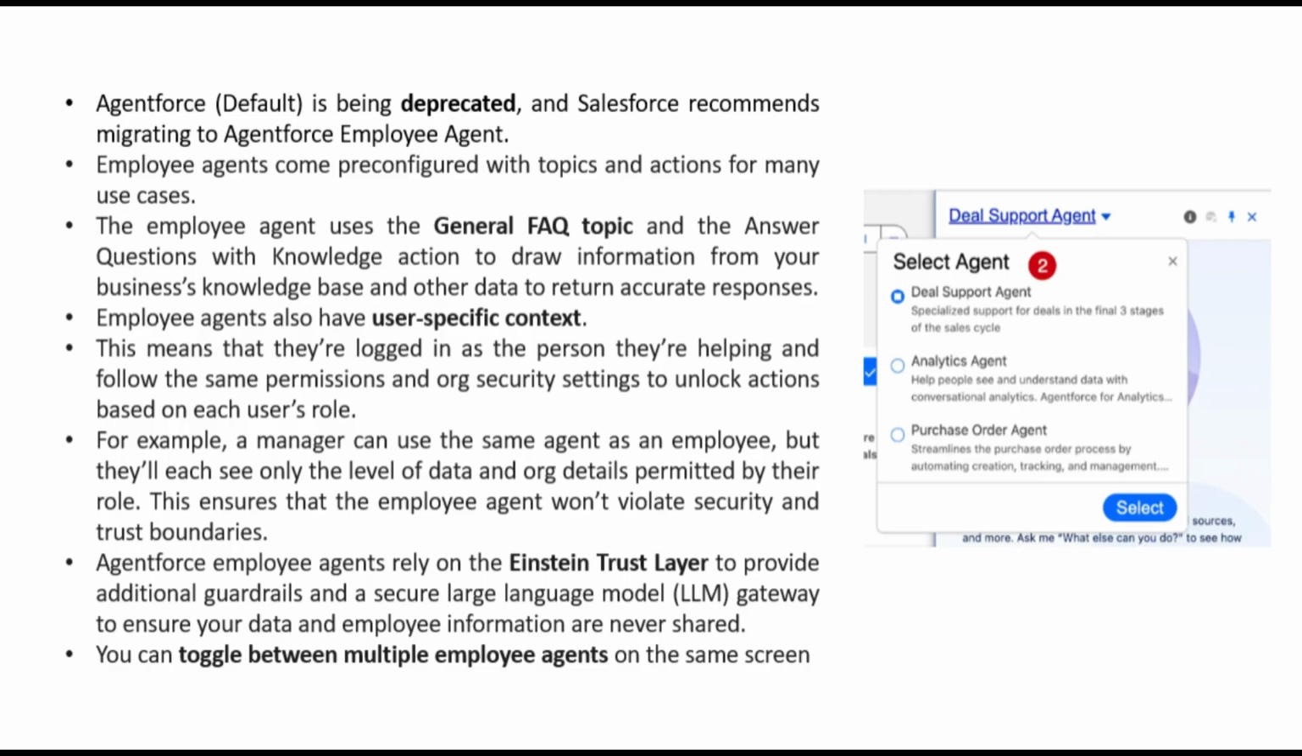Employee agents are pre-configured with topics and actions for many use cases. Employee agents are user-specific, and Einstein trust layer is always there to protect your org data. You can toggle between multiple agents as shown in the image.